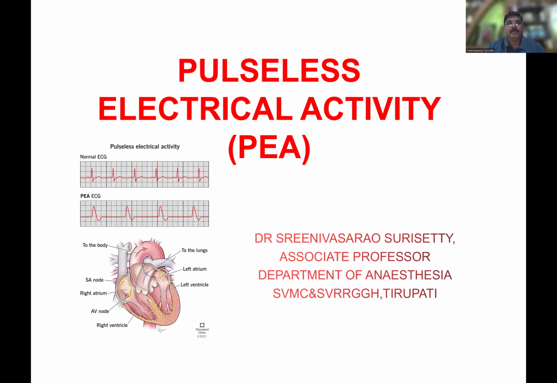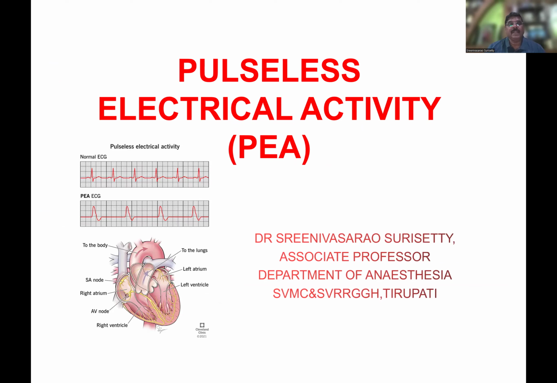Good morning, all. Today I am going to discuss pulseless electrical activity. The heart's electrical activity is there, but there is no pulse. That means the heart is unable to produce the cardiac output needed to generate a pulse. The heart is contracting, electrical activity is there, but there is no cardiac output. Different conditions can cause pulseless electrical activity.